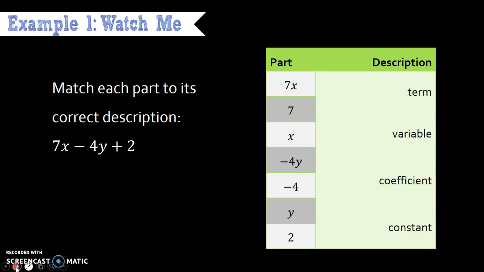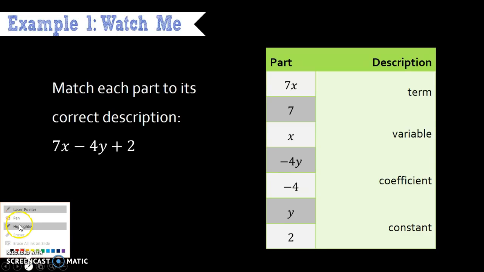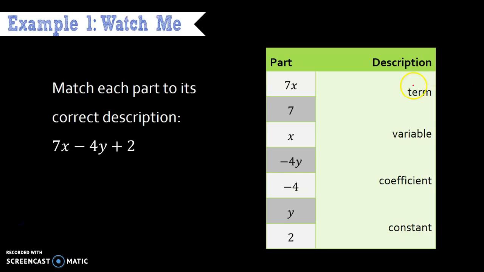Example 1. Let's match each part to its correct description. 7x minus 4y plus 2. We're going to go ahead and define each of these pieces and match them with the appropriate description for that part. When I'm looking at 7x, that's one chunk of stuff that's separated by a plus and minus sign from everything else. That's going to make it a term.